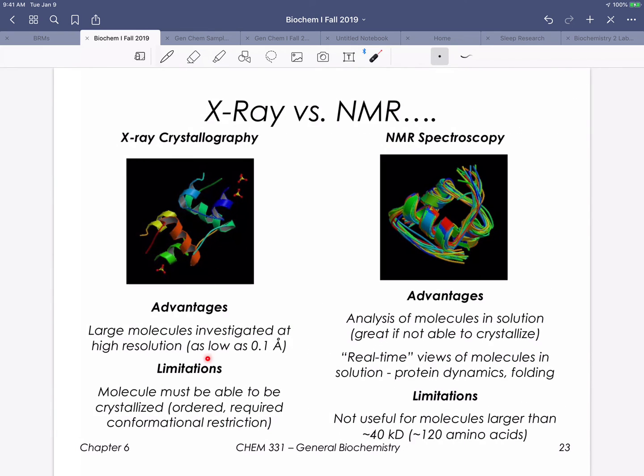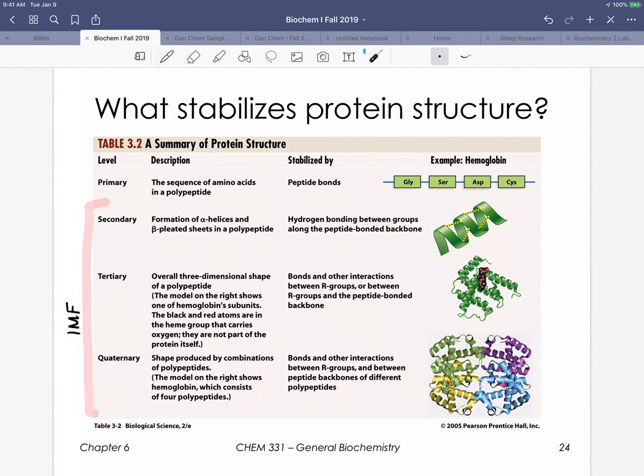X-ray has very high resolution structures. So again, high resolution means a low number here. So we know them with the highest degree of accuracy, but again, you need to be able to crystallize something, and there's some criticisms that, is this really what this molecule looks like in solution if you've made it sit still? NMR is great because you don't need to crystallize something, but you can't have very big things. So we'll get into a lot more detail with this when we do our bioinformatics and structure determination lab, but just very generally the differences between X-ray and NMR for this test.